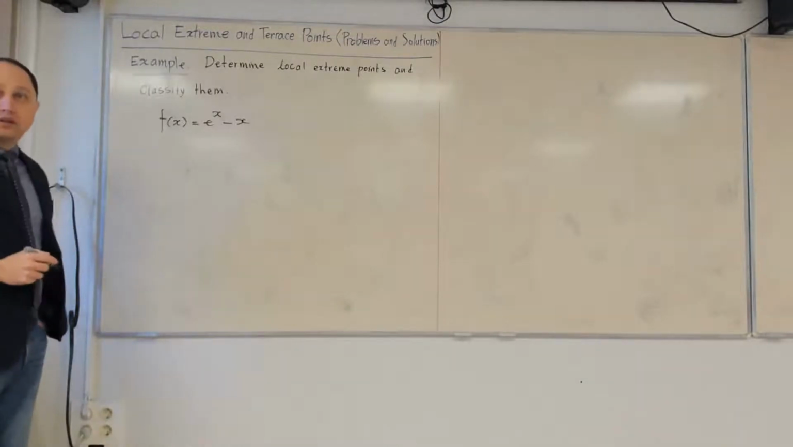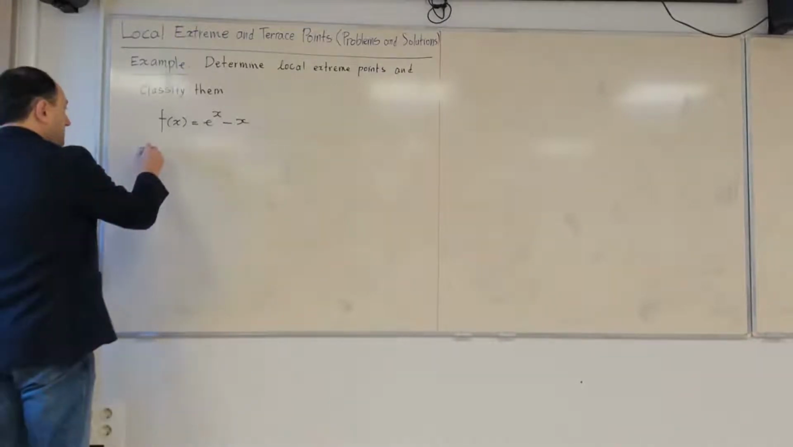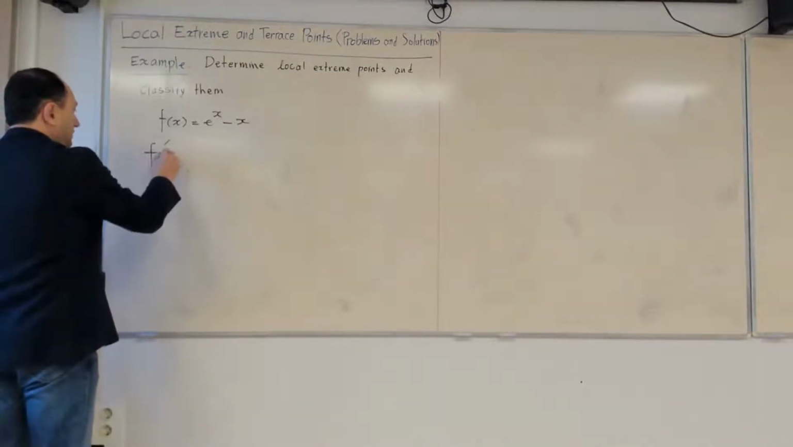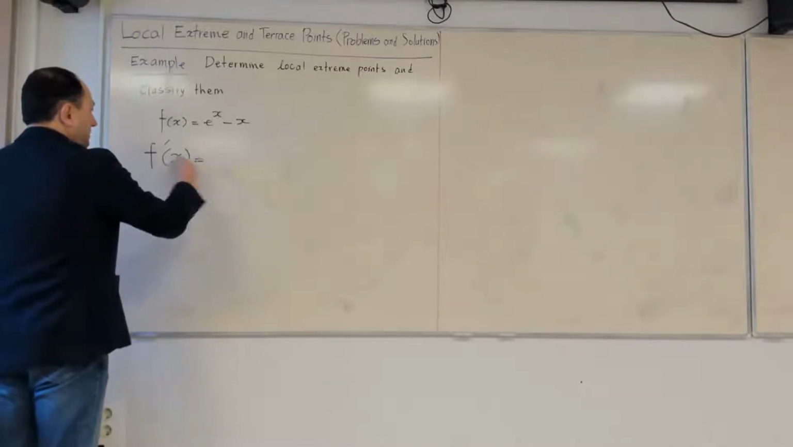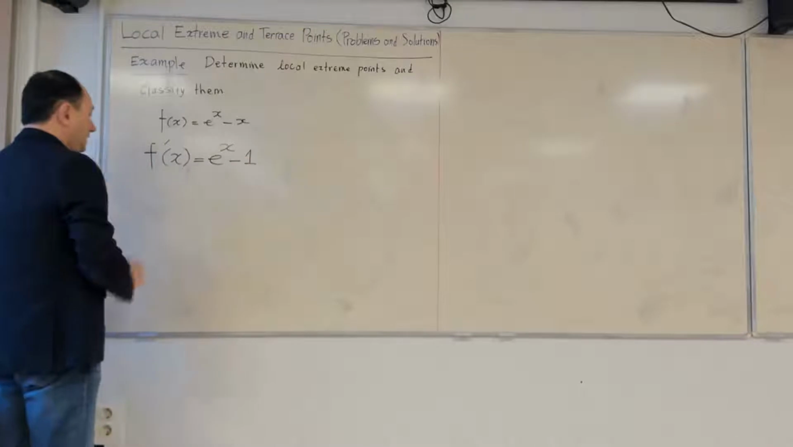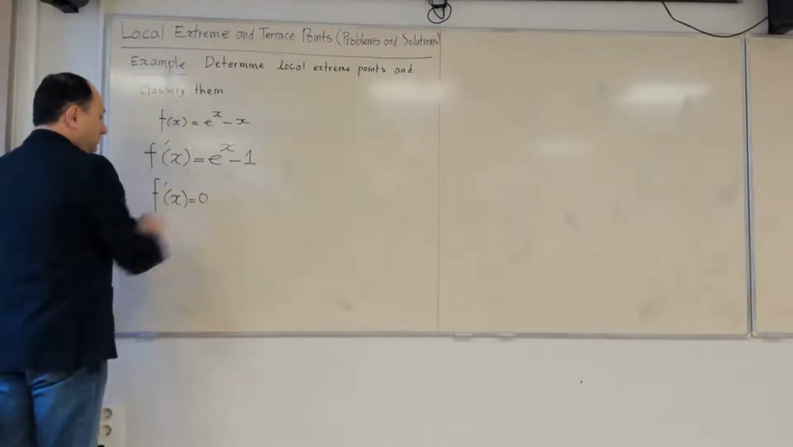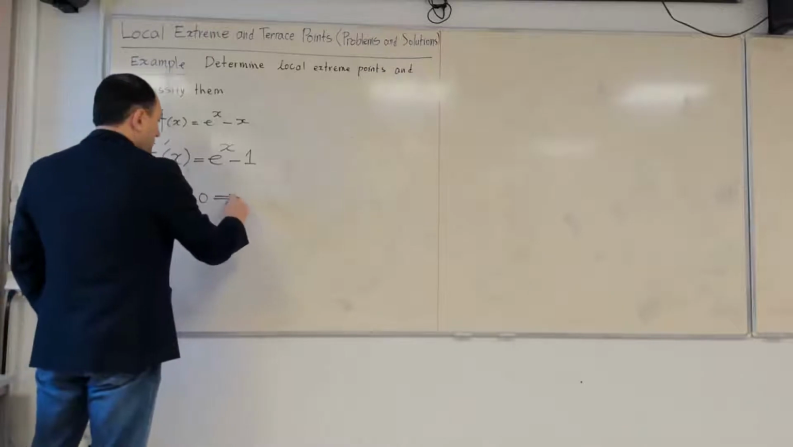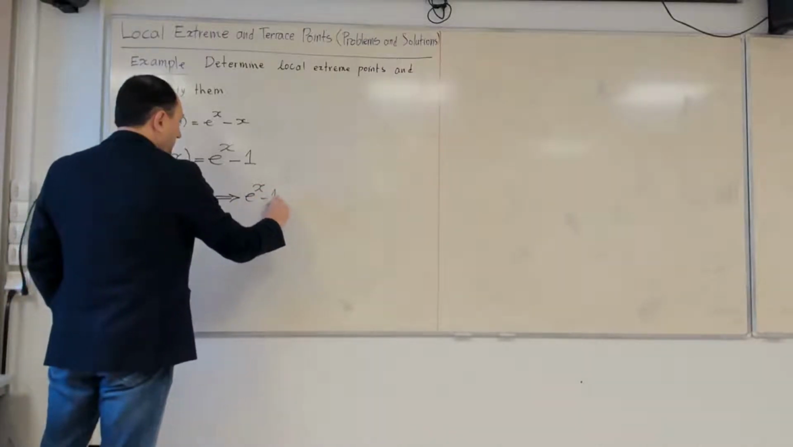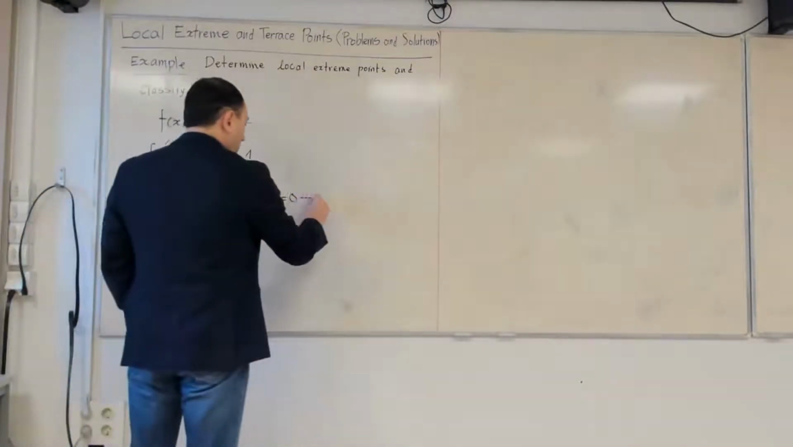What we have to do is find the local extreme points of this function. So the first step, you know, is to take the derivative of this function. So it becomes e to the power of x minus 1. And then we have to equate this derivative to 0. Then it means that e to the power of x minus 1 is equal to 0. But that's a very simple one, yes? So you need to solve this equation.